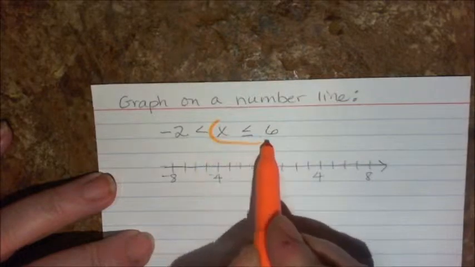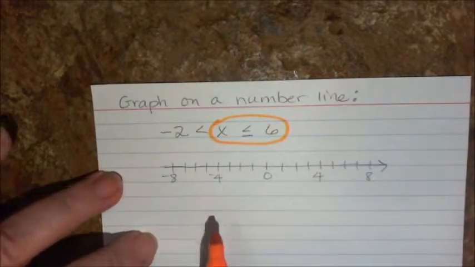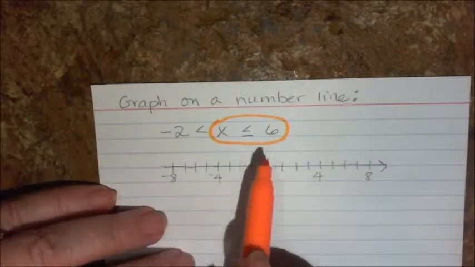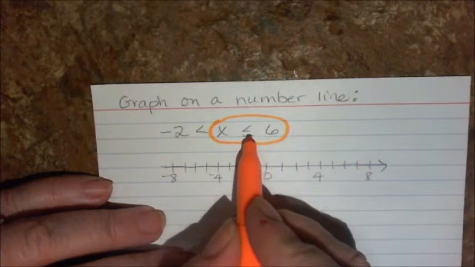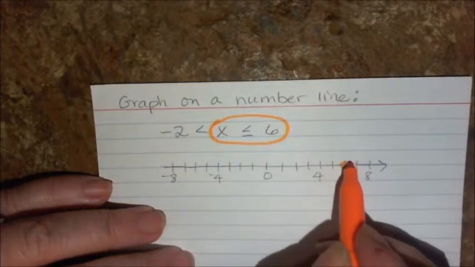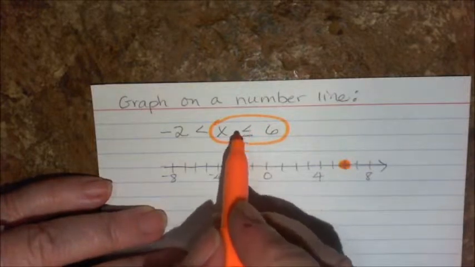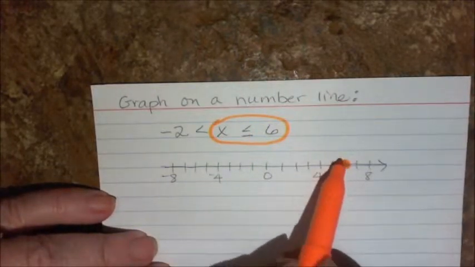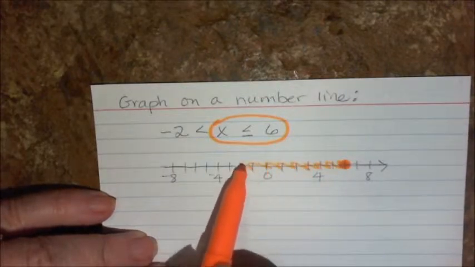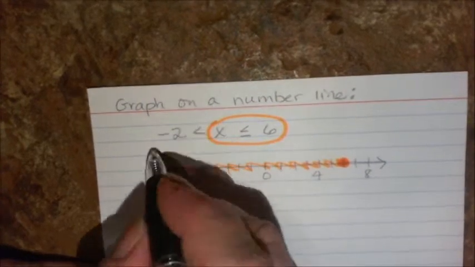So let's read this one. If this were the only inequality we saw, x is less than or equal to 6, then we'd find the number 6. Because of the or equal to, we would include it, a solid dot on 6. Less than means we shade to the left. Oops, forgot the arrow on this number line.